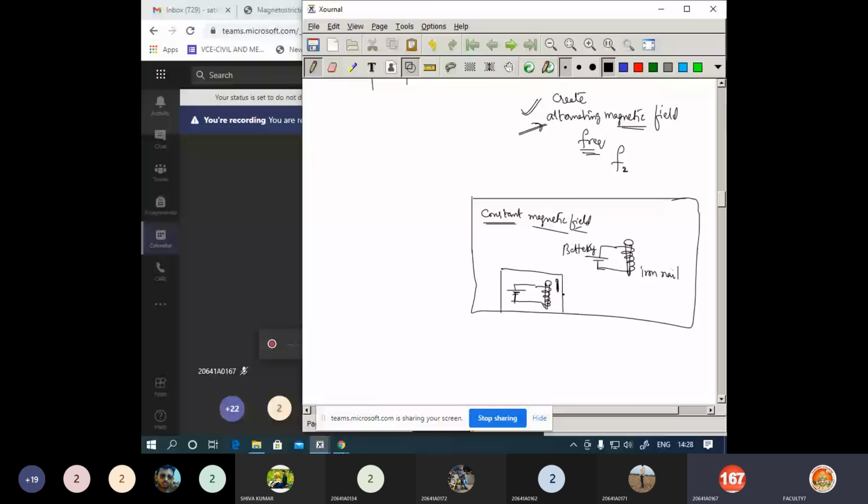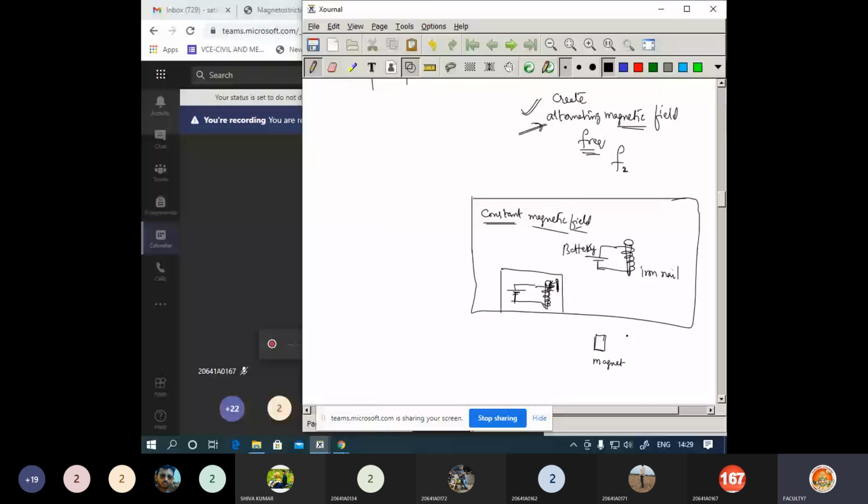Any iron piece here, it attracts. Sir, okay, it will attract. So it will try to attract. Okay. So now if you consider the electromagnetic field, okay, electromagnet. Now if you take a magnet, if you take this as a magnet, okay.